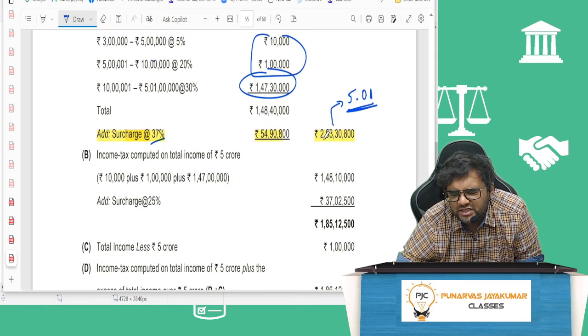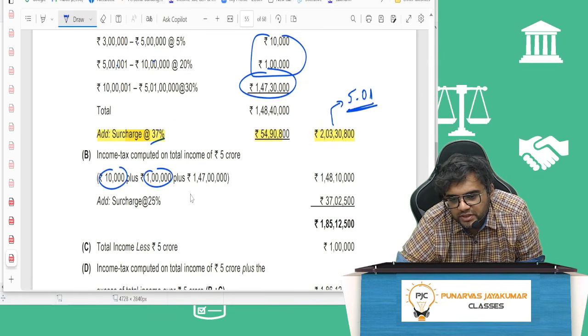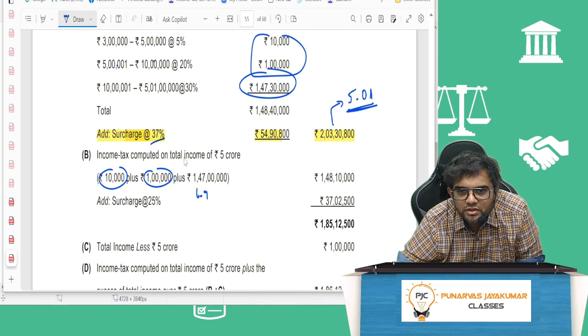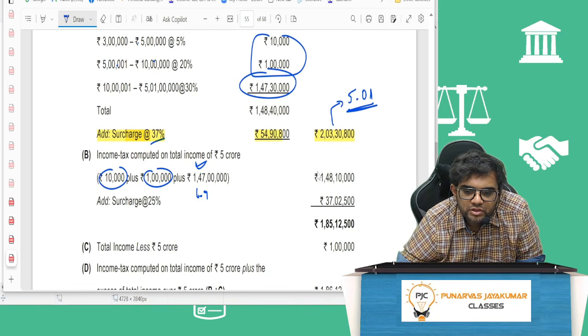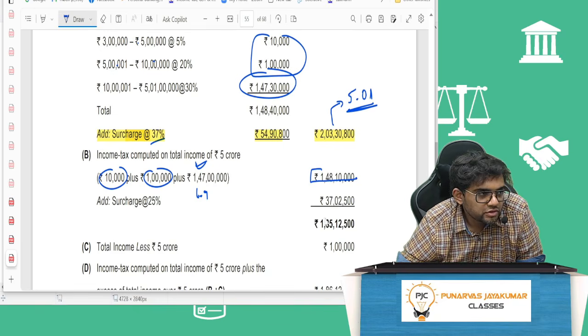On the other hand, if I just take 5 crore, it will be 10,000 plus 1 crore plus 10 lakh to 5 crore is 140 lakh. 10 lakh to 5 crore is how much? 4.9 crore. 4.9 into 30%, 1 crore 47 lakhs. So you are earning 1.48 crores.